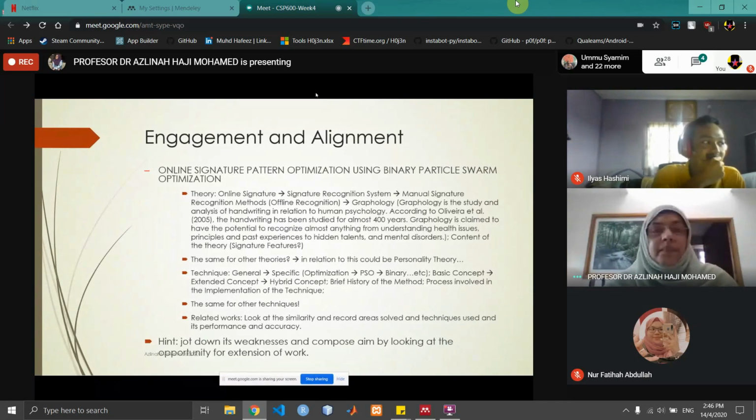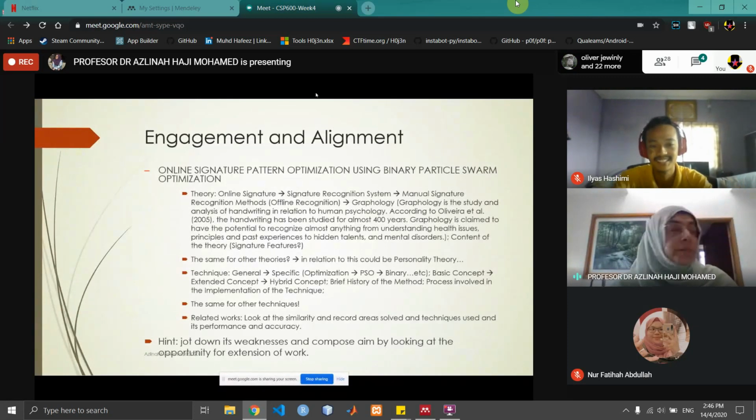At the end, when you are doing this, you also will have to look at the related works. Anybody who has done work on online signature, probably not about optimization, probably just a study of collecting information about online signature. So you have to look at the related works. Look at the similarity, record areas solved, techniques used, and its performance and accuracy.